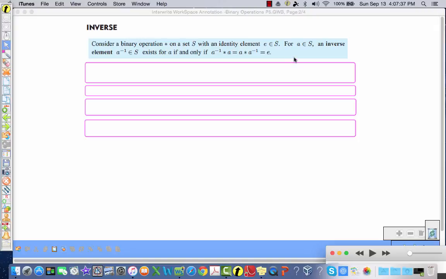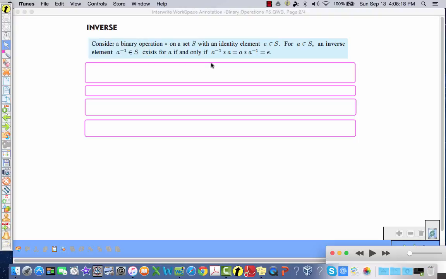So back to inverse. For A, which is an element of S, so that is any element within the set S, an inverse element, A to the negative 1, an element of the set S, exists for A if and only if A to the negative 1 star A is equal to A star A to the negative 1, which is equal to the identity element. Don't get freaked out by A to the negative 1. That is just the notation for the inverse. That's all. It's just the notation for the inverse.